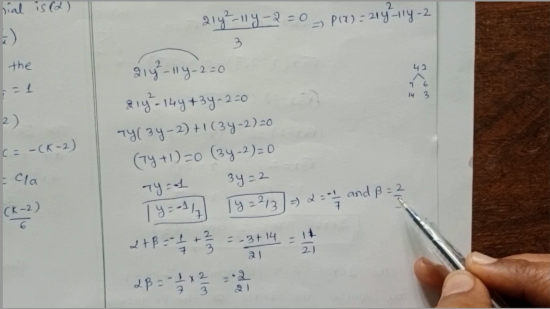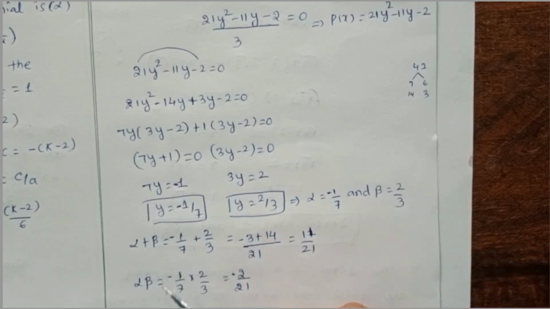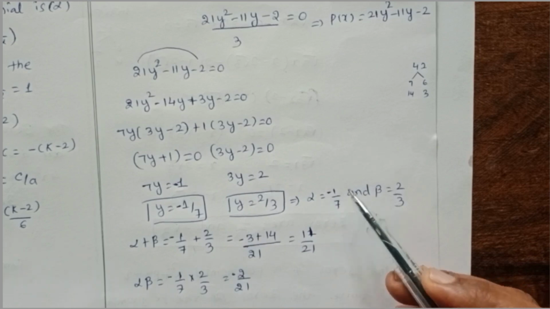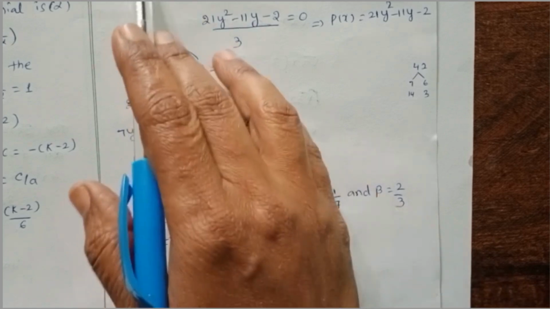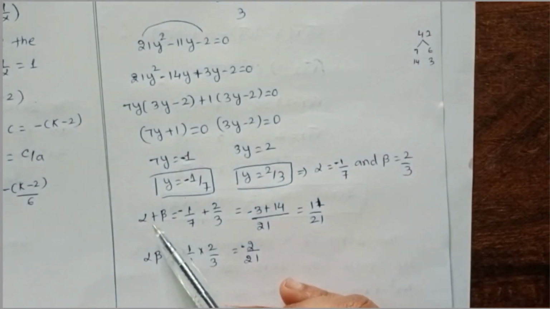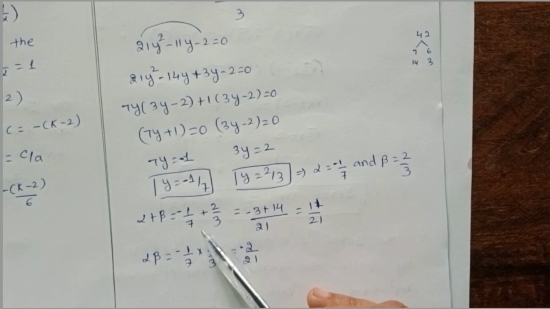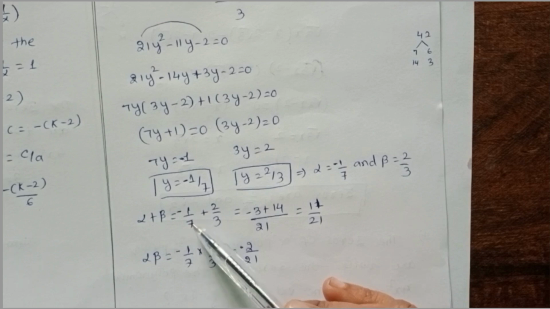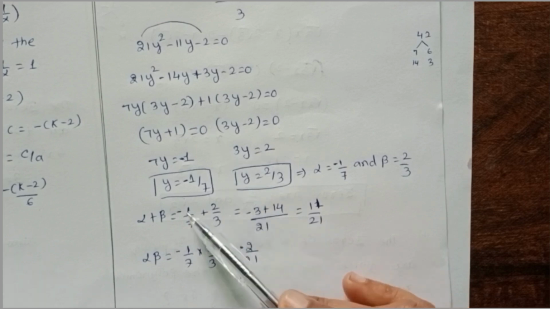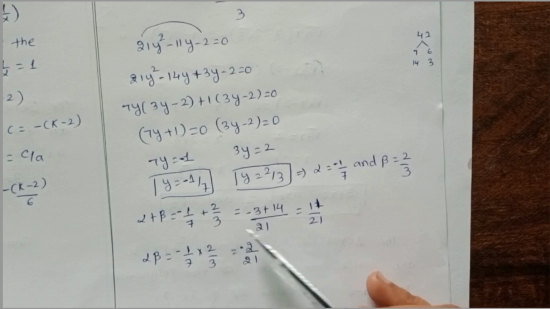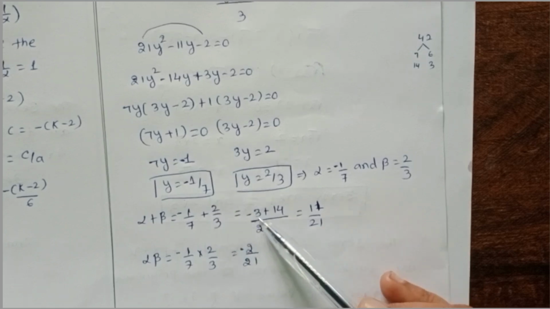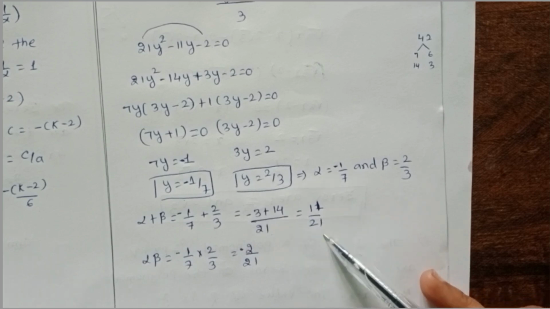Now verify the relationship means first find alpha plus beta using these two zeros, and as well as find the sum of zeros and product of zeros using the formula also. First find alpha plus beta, that is equal to minus 1 by 7 plus 2 by 3. The LCM is 21. In the 7 table where you get 21, that is 3, so 3 into 1 is 3. Divide 3 with 21, that is 7, and multiply with 2, 7 into 2 is 14. So minus 3 plus 14 is equal to 11 by 21.